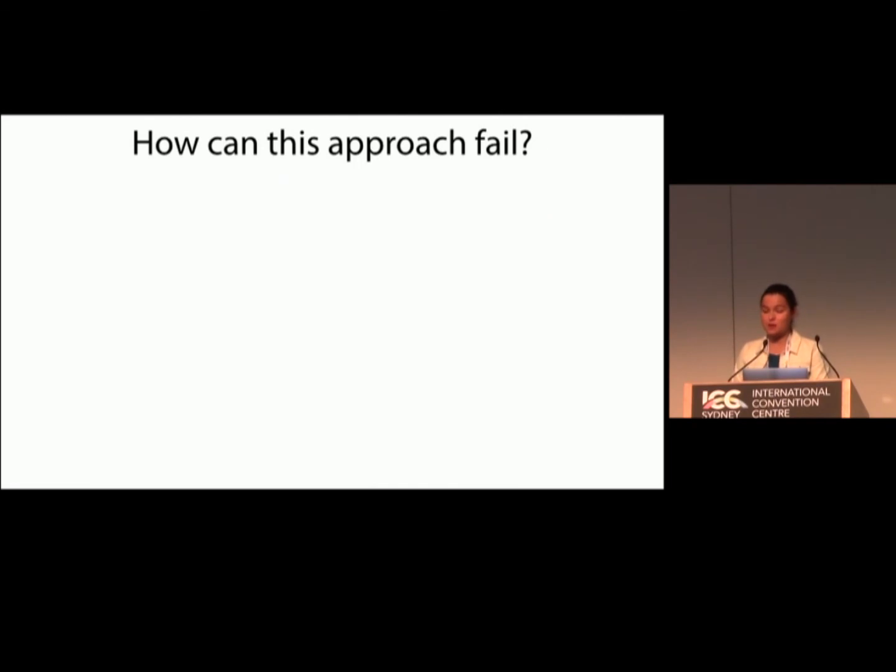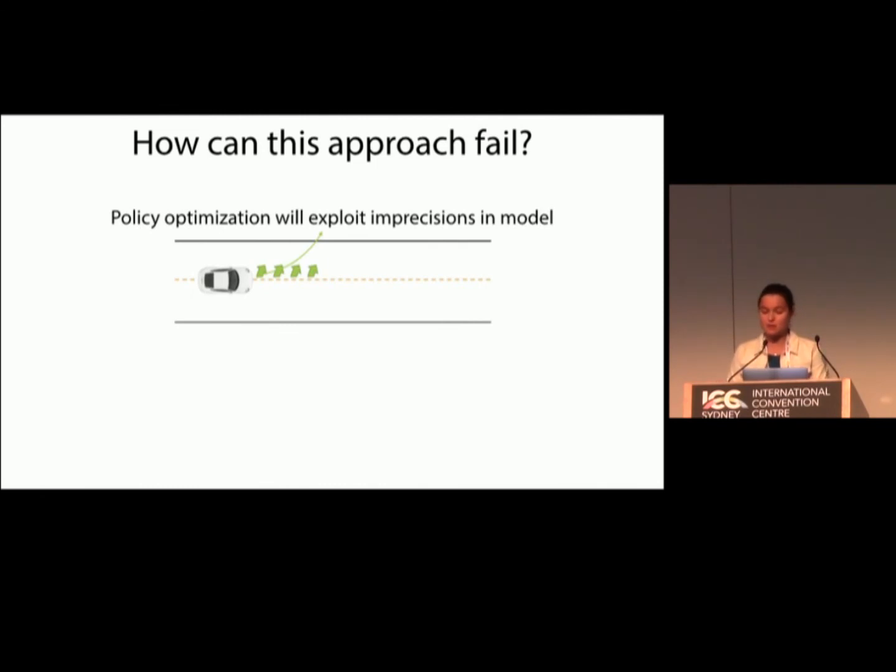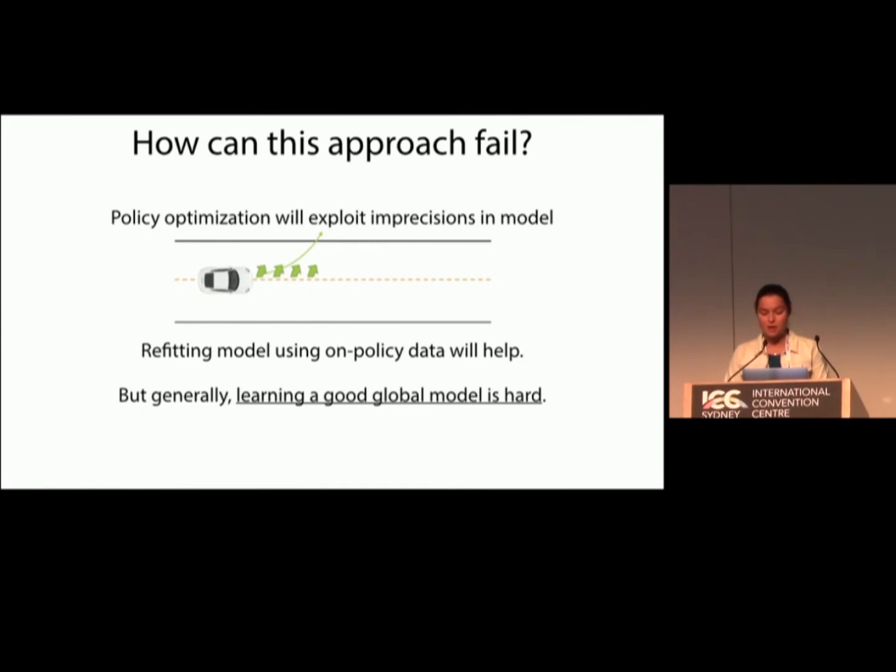Okay, so this is a reasonable approach, and sometimes it works well, but sometimes it doesn't. And the reason why it doesn't work well is that oftentimes policy optimization can exploit imprecisions in the model. So if the model has some imprecisions and it inaccurately predicts that if the car turns left, it will actually go straight, then the policy will start going there and try to find areas of the state space that have high reward. One thing that we can do to mitigate this, which I presented in the algorithm previously, is that we can refit the model using data collected from our policy. But generally, learning a good global model of the entire environment is hard.